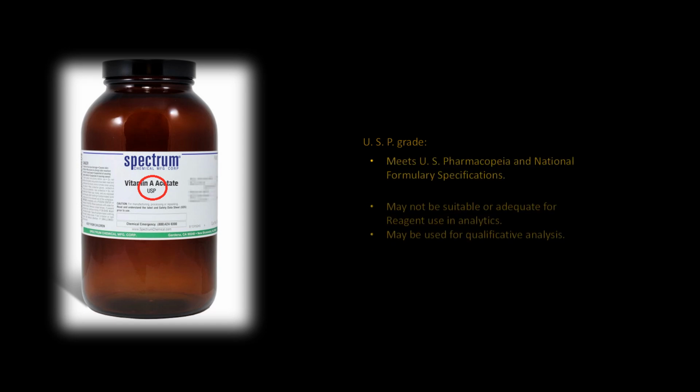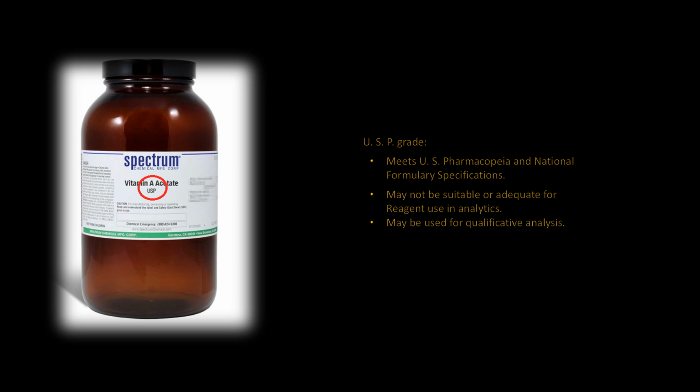USP simply stands for the United States Pharmacopoeia and National Formulary. This grade of chemical may not be useful or even adequate for use in analytical analysis. For qualitative analysis, it may be adequate, but contamination and lack of purity may skew the results. This grade can be considered as a lower grade of chemicals compared to the CP grade of chemicals.